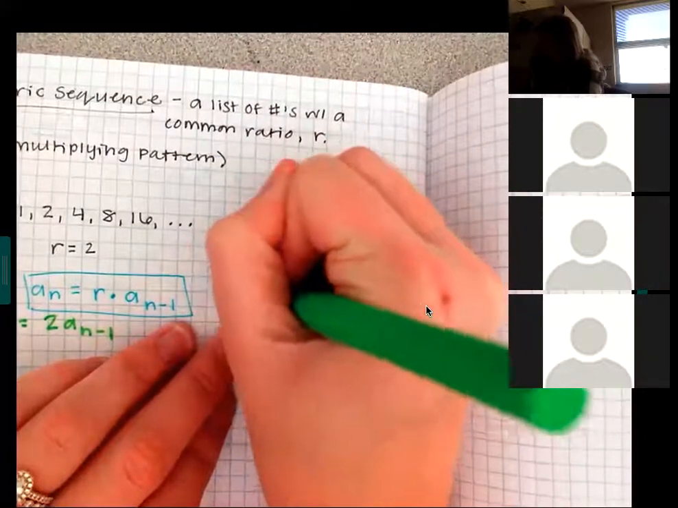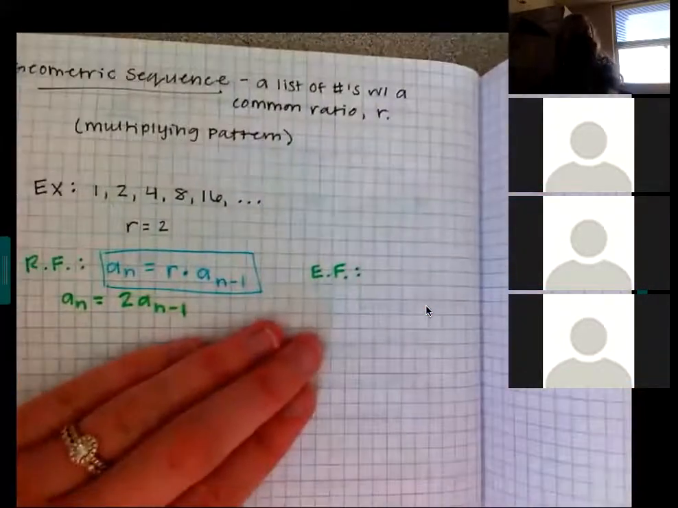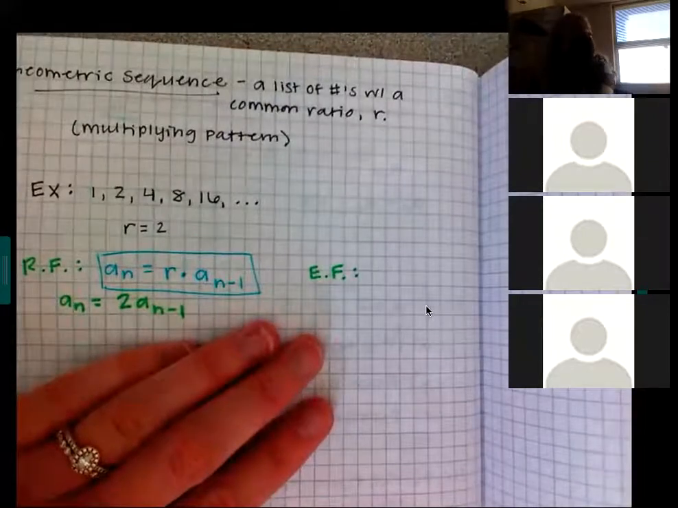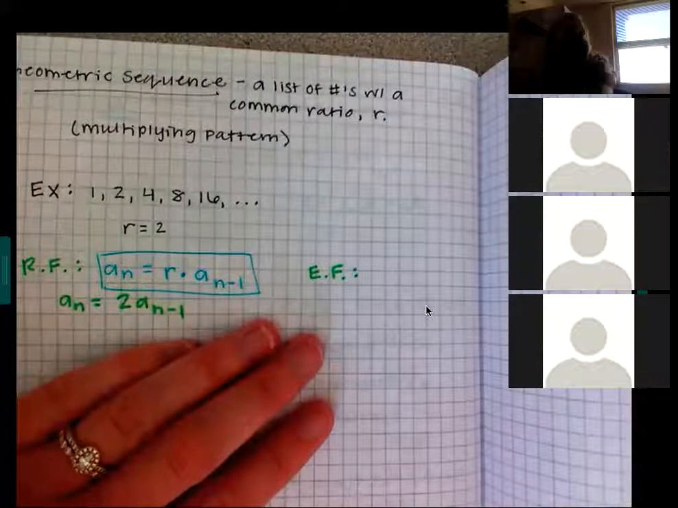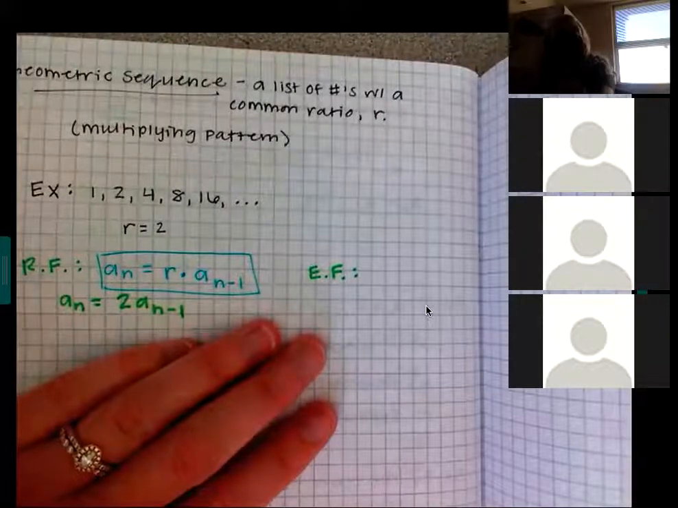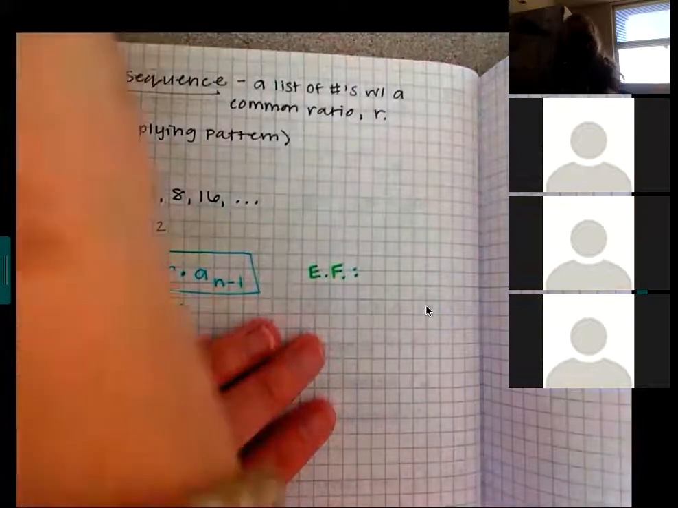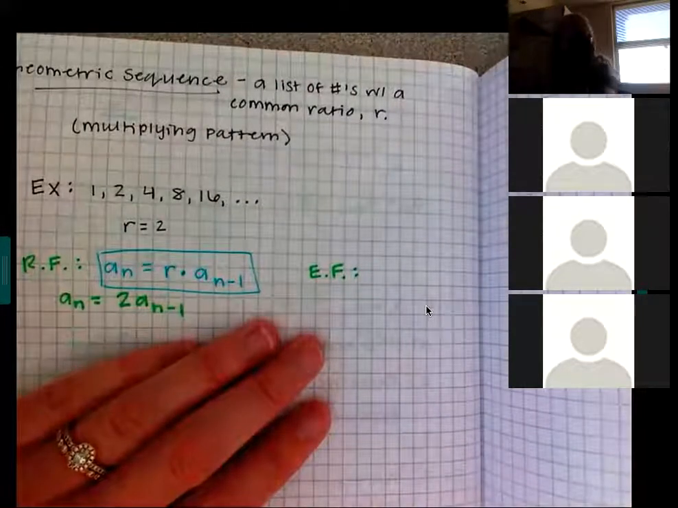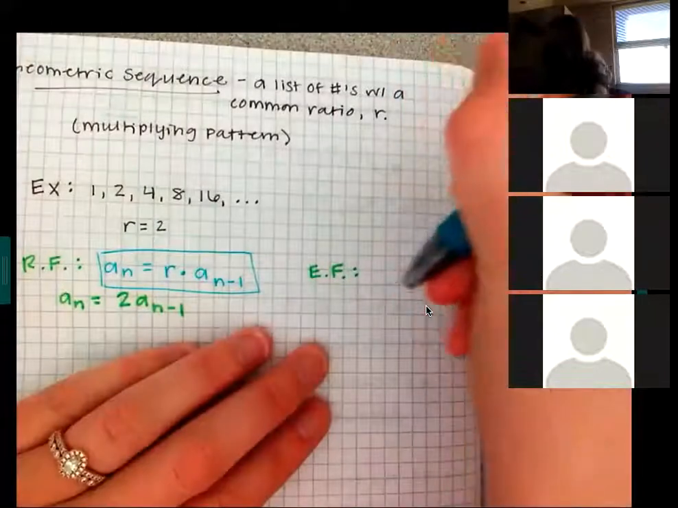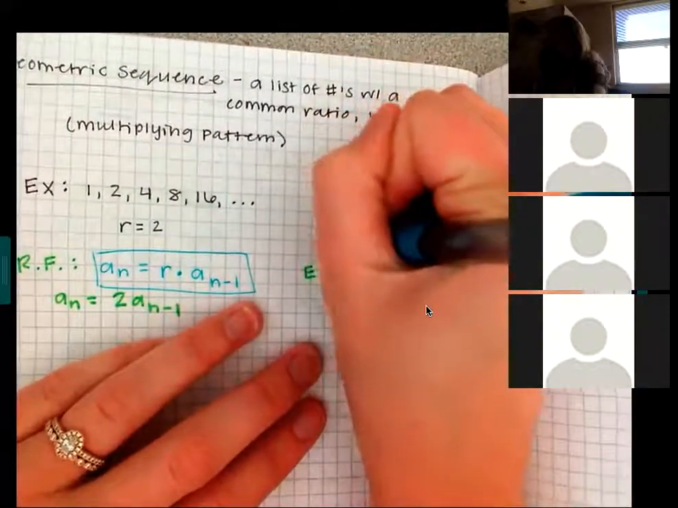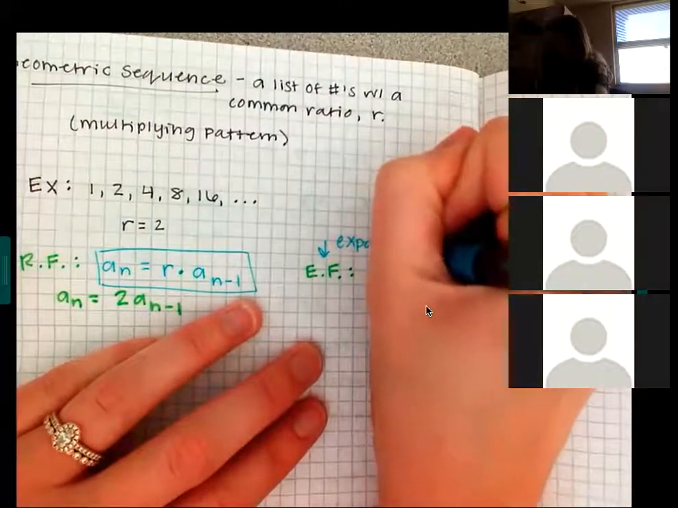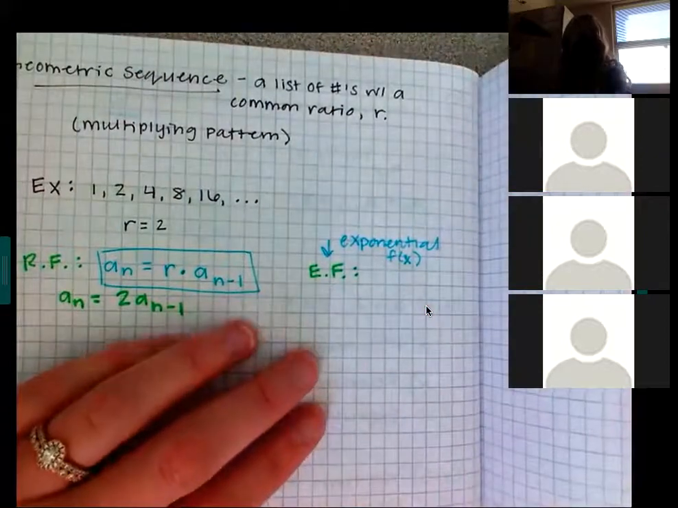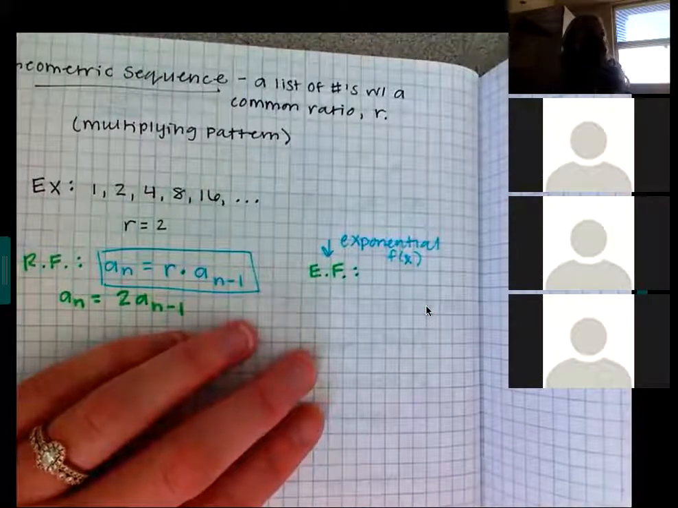All right, let's talk about an explicit formula for geometric sequences. Think back to Math 1, and you did it in Math 3, and we did it in this class. What kind of functions have a multiplying pattern? Think about when we did compound interest, what unit was that in? Exponential functions. Good, KJ. So for these, we're going to write an exponential function. So explicit form, we're going to write an exponential function. It is going to be a little bit different, just a little bit, than your traditional exponential function.